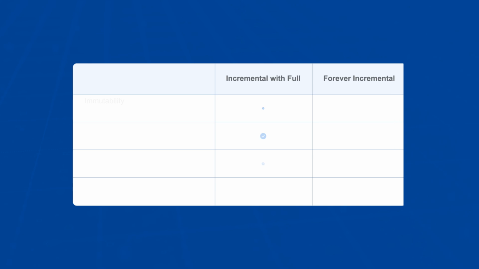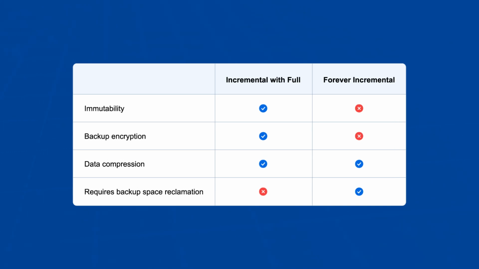To summarize, whether you choose a forever incremental or an incremental with full backups repository type will depend on your specific requirements and where you want to store your backups. The forever incremental repository offers built-in deduplication at the repository level and compression but requires backup space reclamation. You can read more about this by following the link in the description. However, it doesn't support backup immutability and source-side backup encryption.